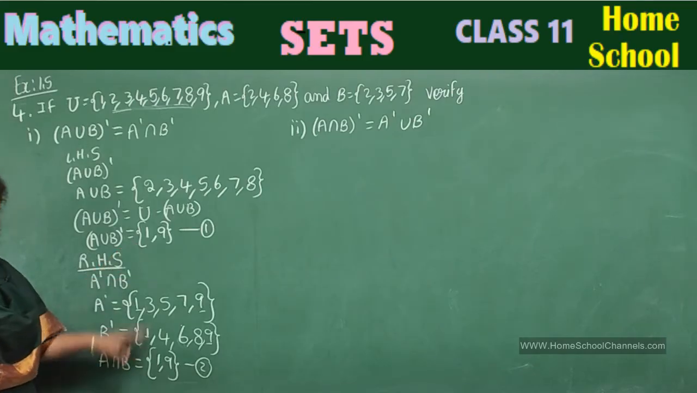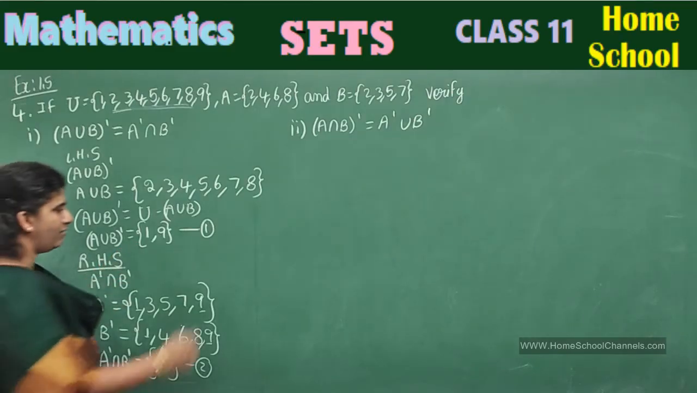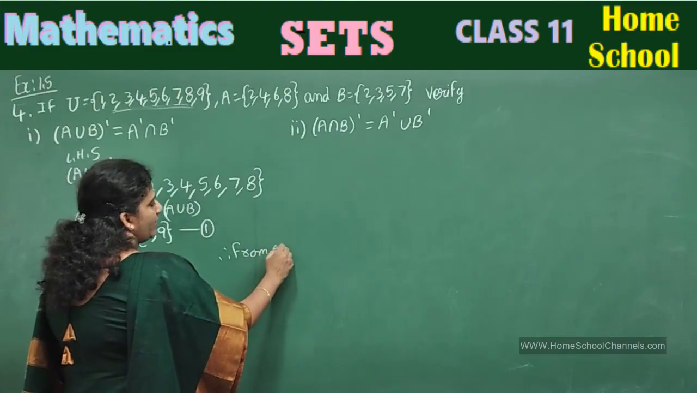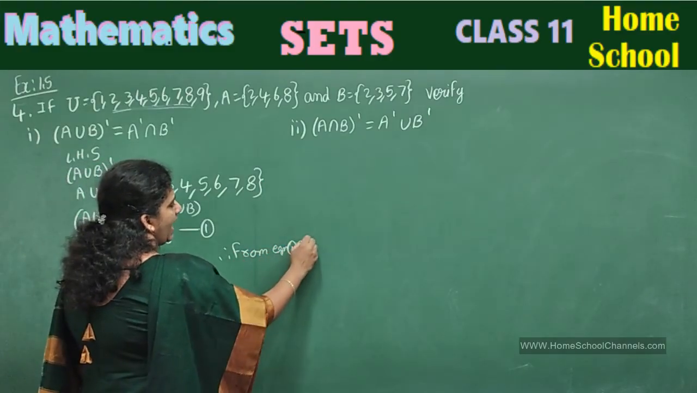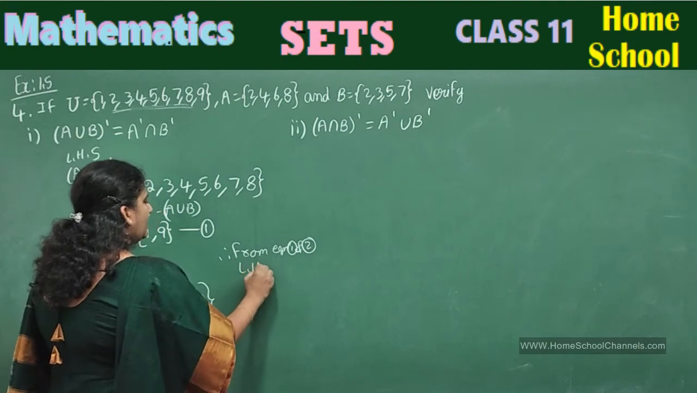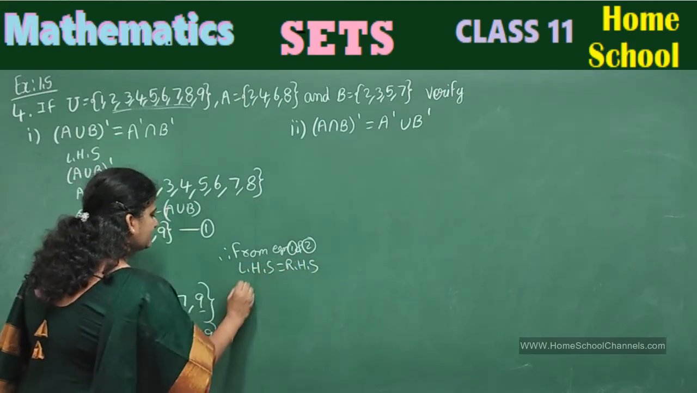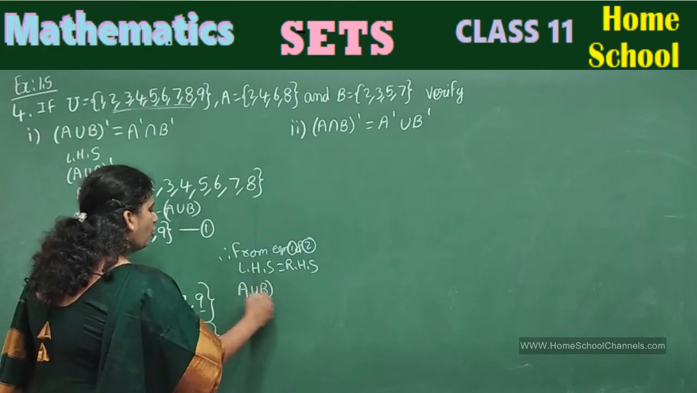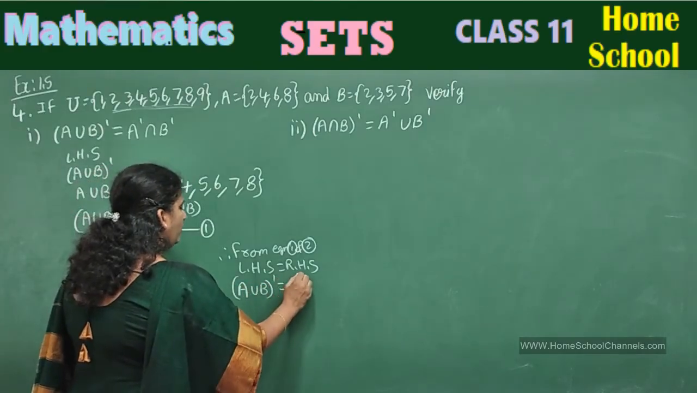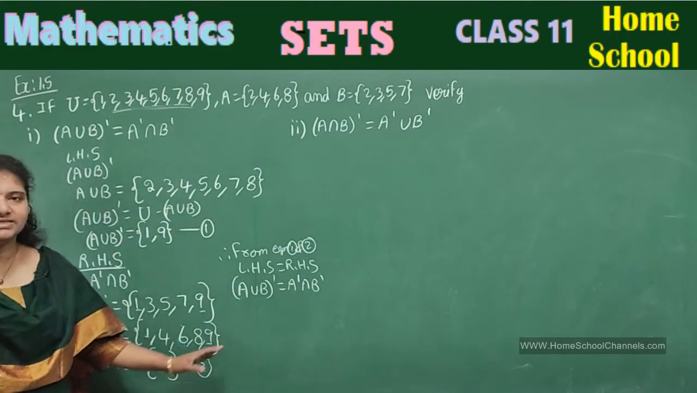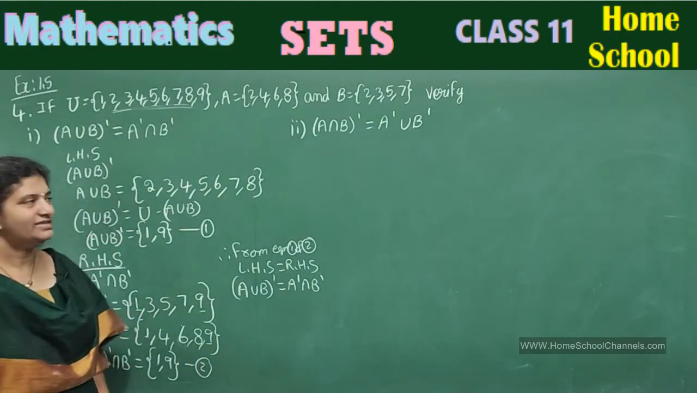Observe the first equation and the second equation. What can you say? Both are equal. Therefore, from equations 1 and 2, LHS is equal to RHS. That is, A union B whole complement is equal to A complement intersection B complement. Hence, it is verified.